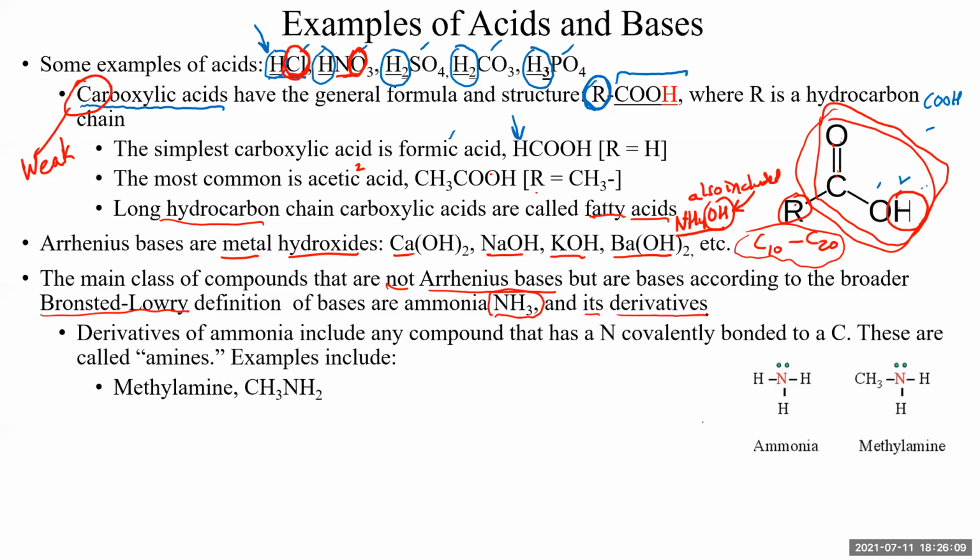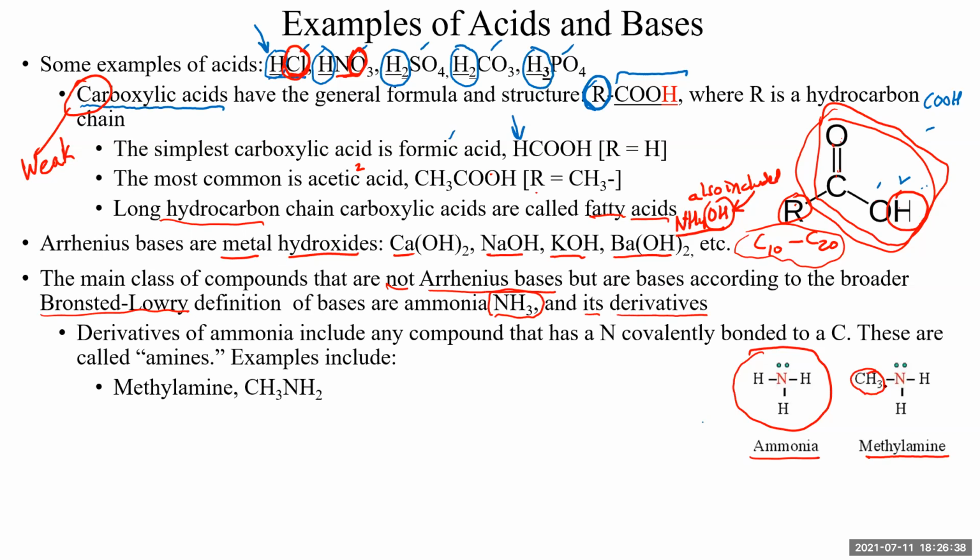Now, what's a derivative of ammonia? Ammonia, I hope you recall, is the molecule N with 3 hydrogens attached to it. A derivative of ammonia would replace one or more of those hydrogens with something else. Generally speaking, a carbon-containing piece of the molecule. So for example, an ammonia derivative here might be methylamine. Methyl refers to this CH3 group.